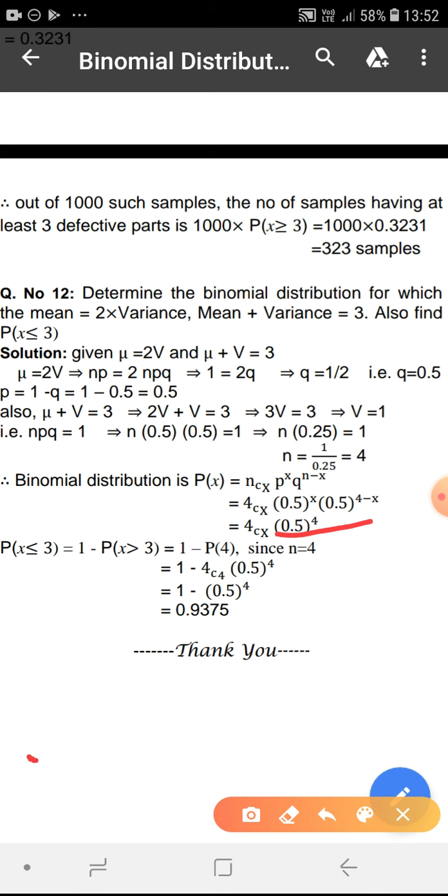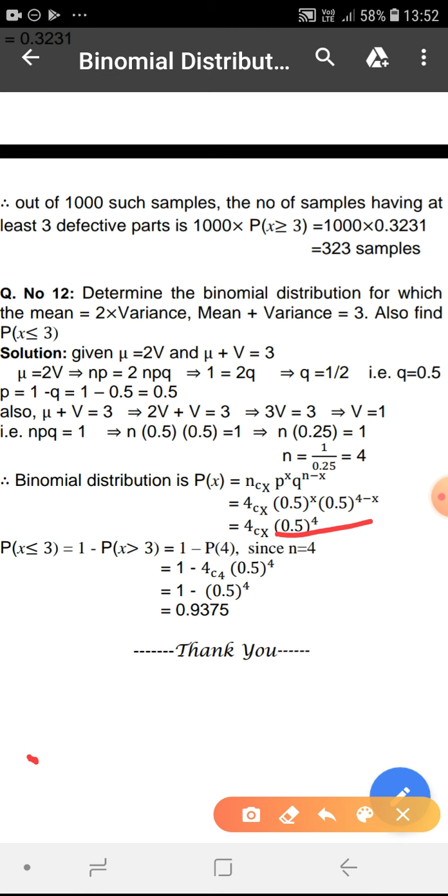Give the binomial distribution means you can give the probability mass function p of x for the binomial distribution. With this you can calculate the probability of any x value, the chance of x taking a particular value. The probability that x takes a value is given by this.